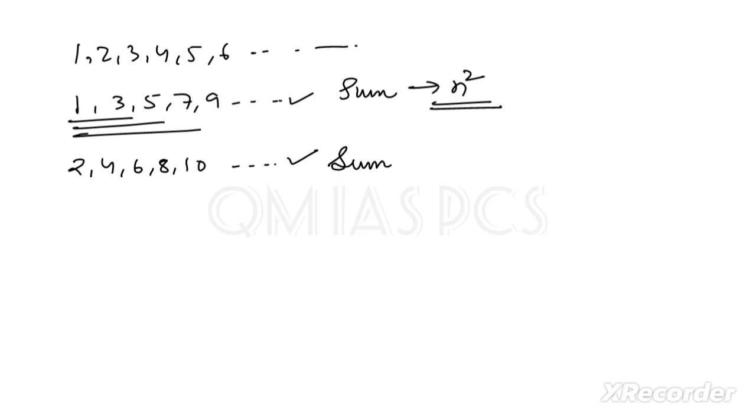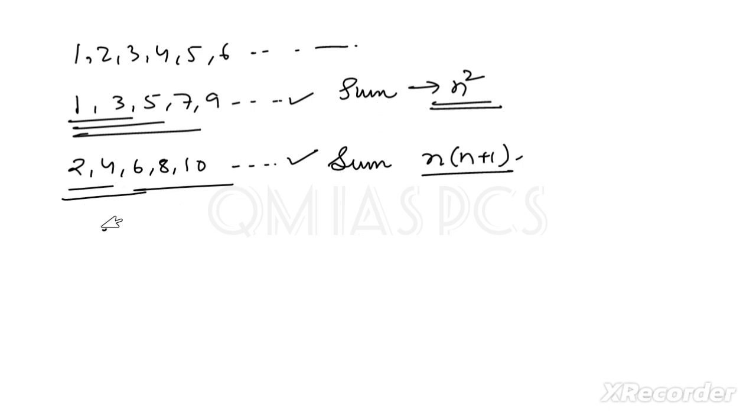Now just see the sum of even terms. The formula is n into n plus 1. If n is 2, it will be 2 multiplied by 3, that is 6. If n is 3, then 3 multiplied by 4, that is 12. Is it clear?